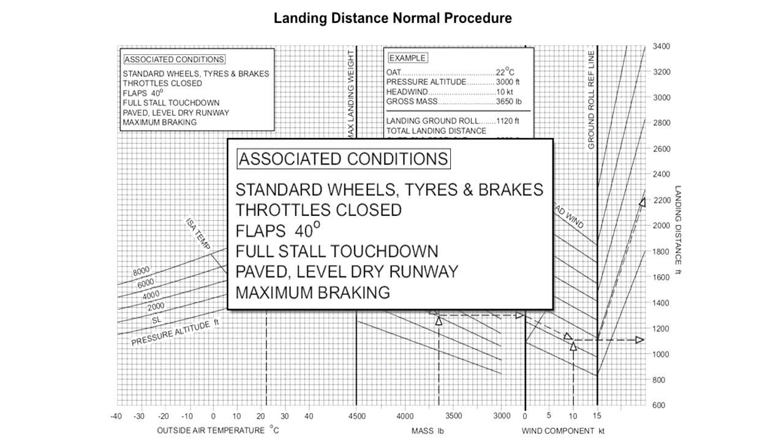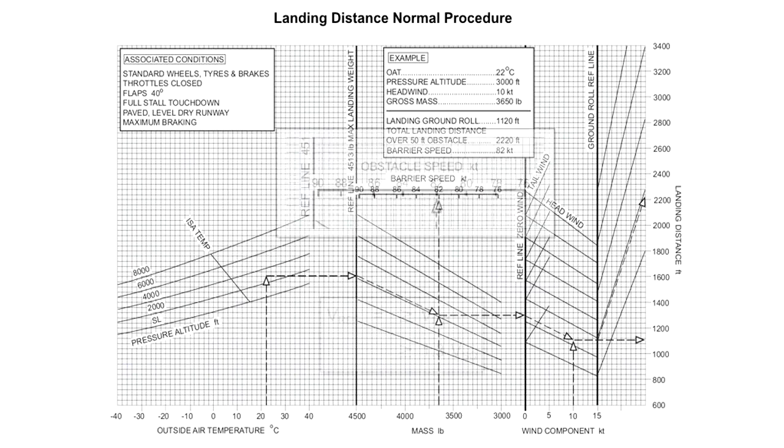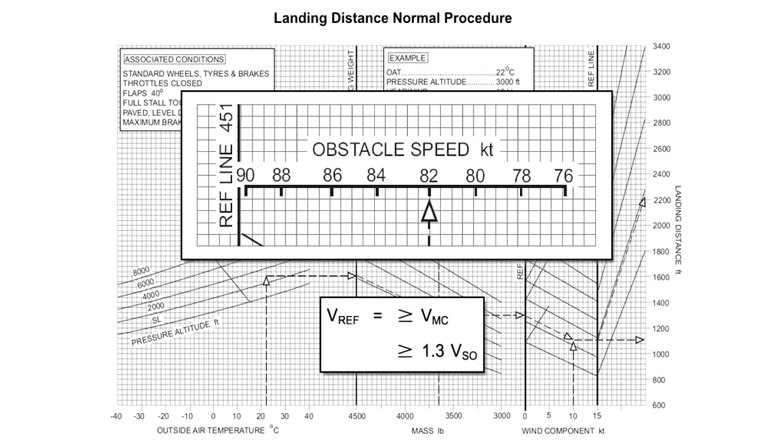We saw these correction factors earlier. Notice this area here, which highlights the obstacle height speed for different weights. This is actually the reference landing speed. The regulatory speed at the landing screen height is called VREF, and, for a Class B multi-engine aeroplane, it had to be no less than the greater of VMC, or 1.3 times the stall speed in the landing configuration, 1.3 VSO.